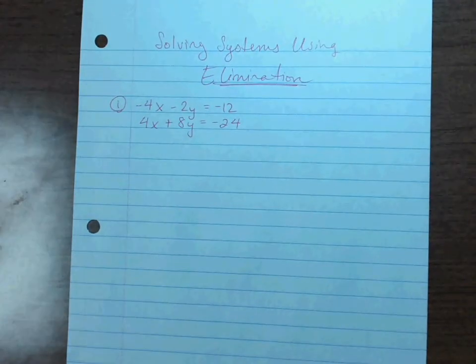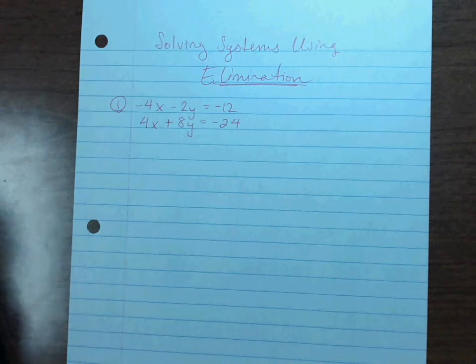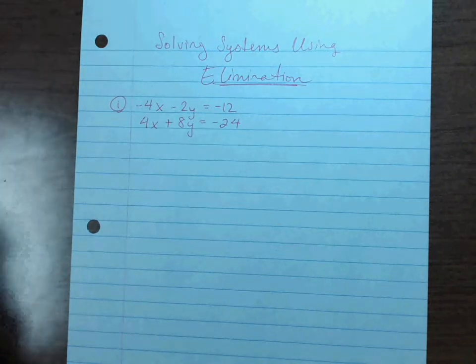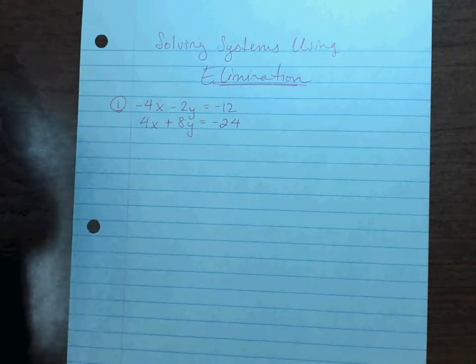Now, the reason elimination is called elimination is because the whole goal of this method is to identify a variable that we can eliminate. Think about in math, if I had a positive 4 and I wanted to eliminate it, what would I do? I would do negative 4, I would subtract it. So elimination is using the idea of opposites in order to get rid of a variable, meaning make it 0, so that we can solve.